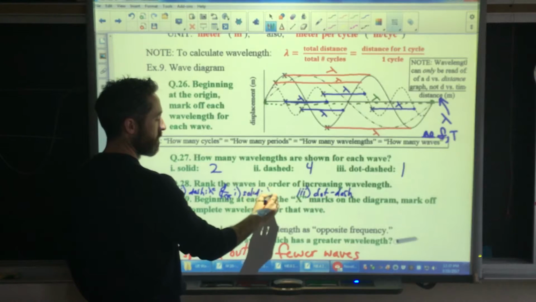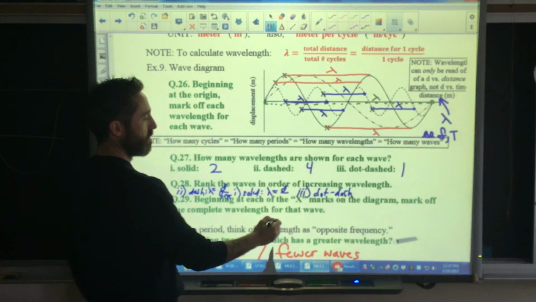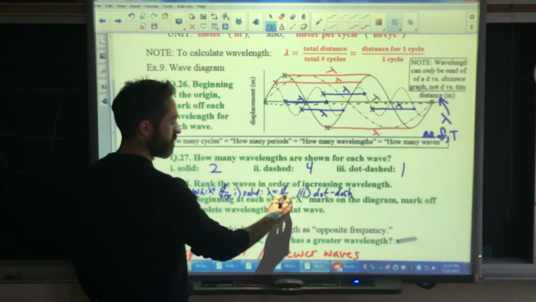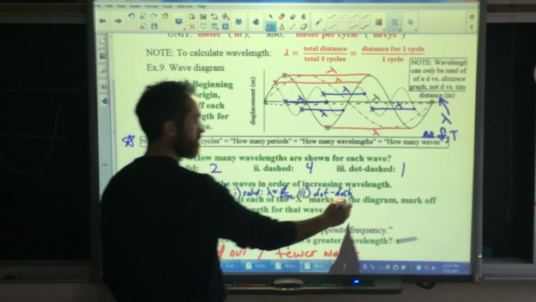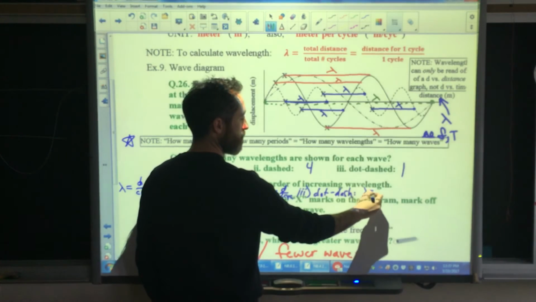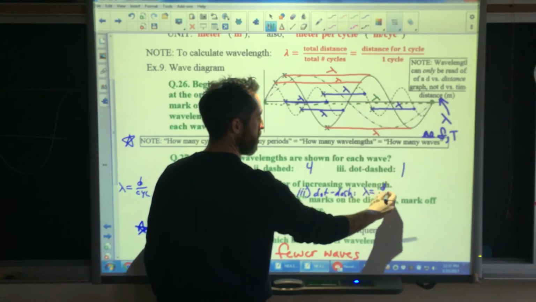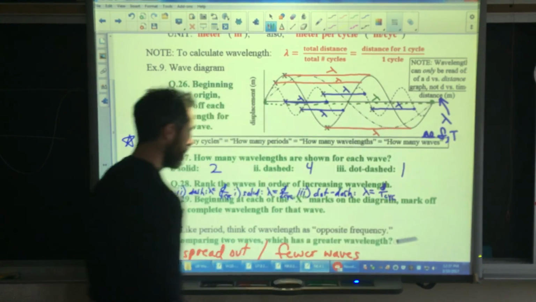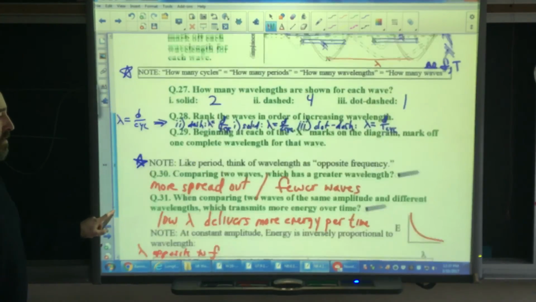Whereas the solid is whatever the total distance is up here, per the 2 cycles. And of course the biggest of all was dot dash, which takes whatever the distance is up here per the 1 cycle. Okay, the rest of this page we were good to go.